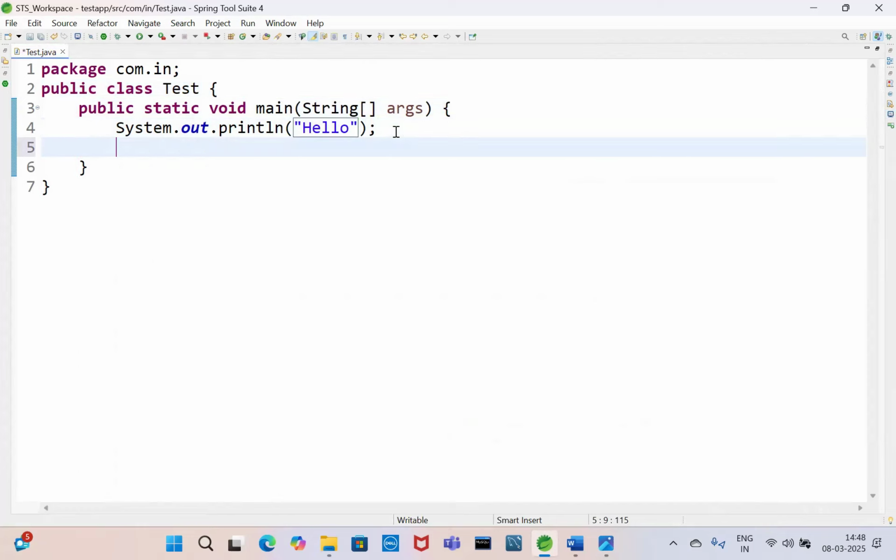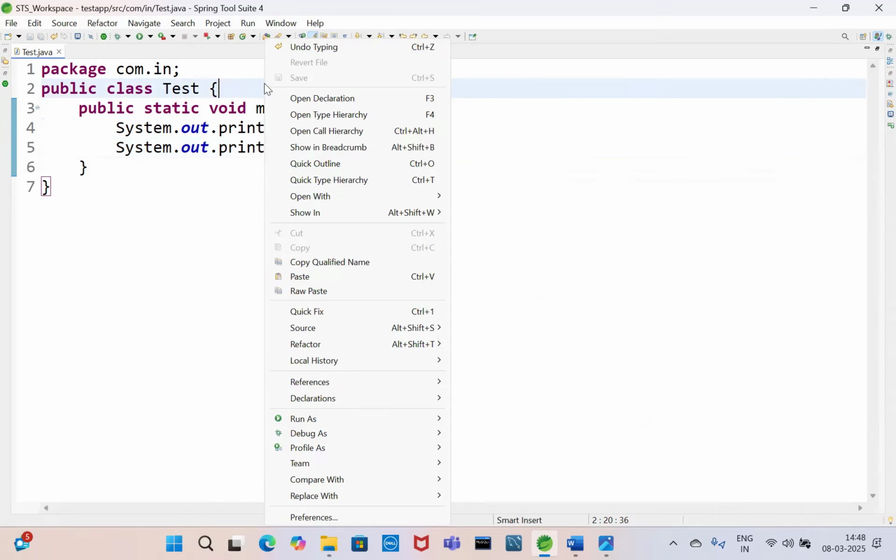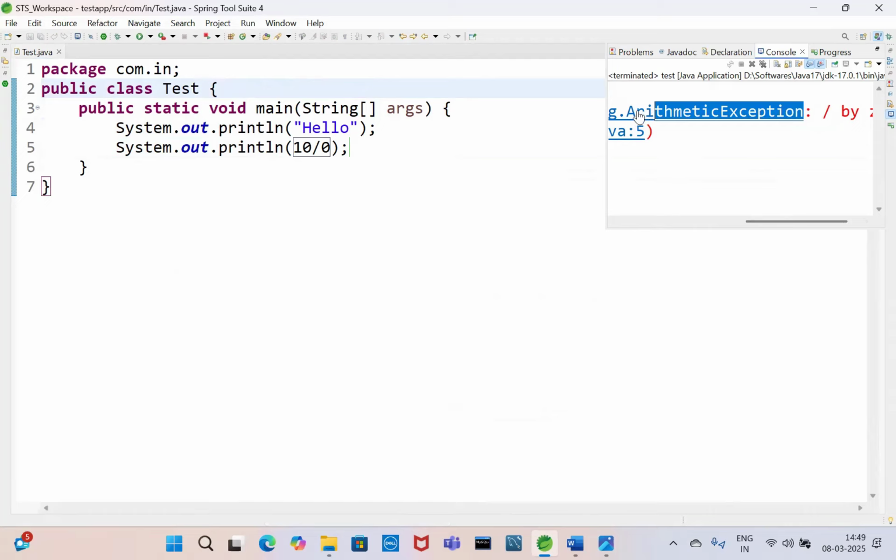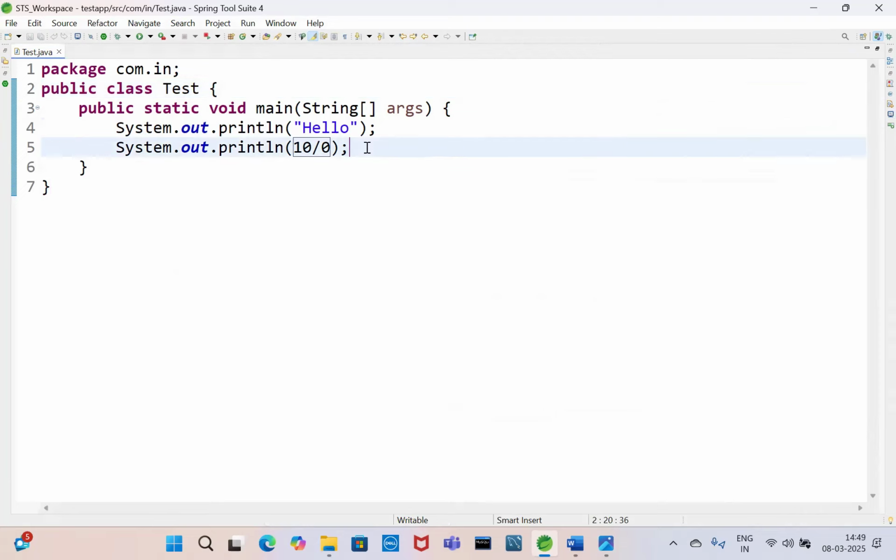Suppose let's add another System.out.println, 10 divided by 0. Let's see what happened. So I am running the Java program. It is giving hello. After that, it is raising an exception, right? It's saying arithmetic exception. So it is raising arithmetic exception.